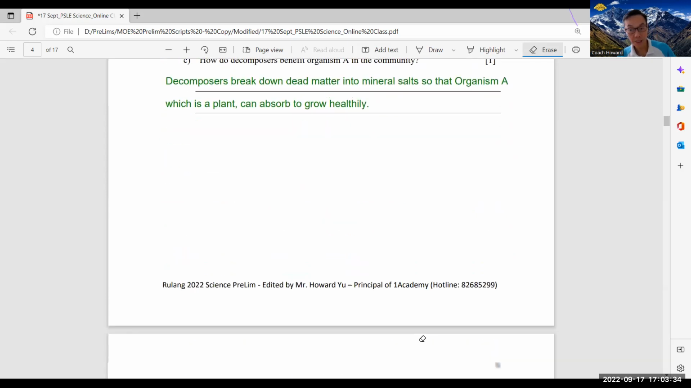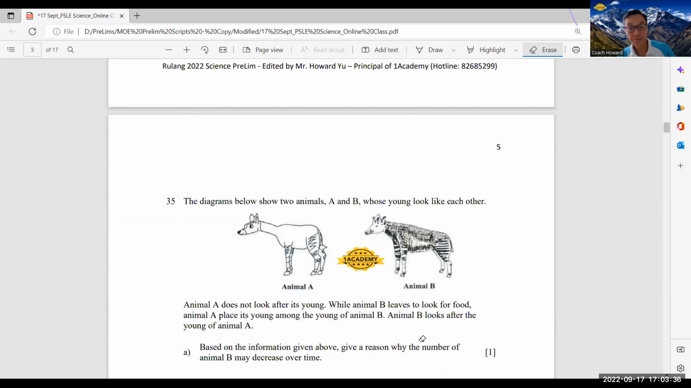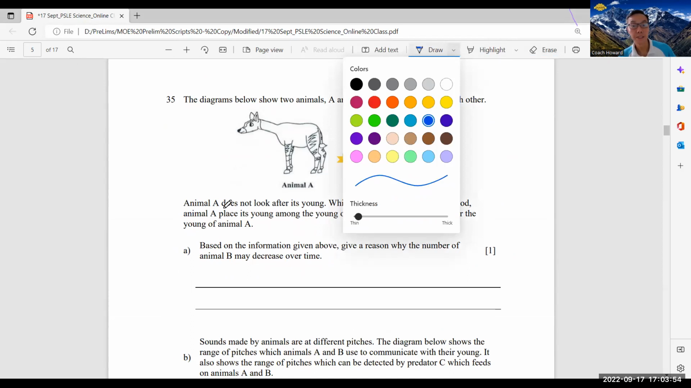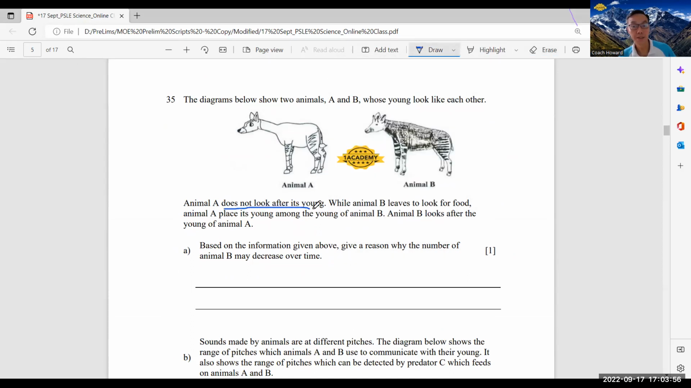Okay, let's look at this question. It's quite interesting. It says that the diagram below shows 2 animals. These 2 animals, as you can see here, are quite cute. Animal A and animal B. So it says that animal A does not look after its young. I want to annotate this part. It does not look after its young, for animal A.